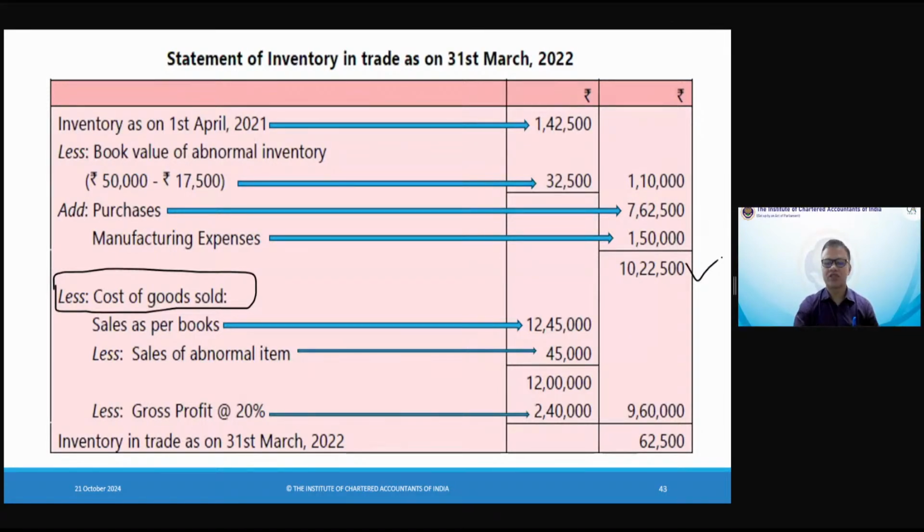That means 2,40,000. So this equation gives us the cost of goods sold, because you first have to calculate the cost of goods sold. For that, you deduct gross profit from sales. But from the sales, you have to deduct the abnormal item, which is already included in the sales. And then you get 9,60,000 as the cost of goods sold. So from 10,20,000, you deduct 9,60,000. You get the inventory as on 31st March 2022, 62,500.